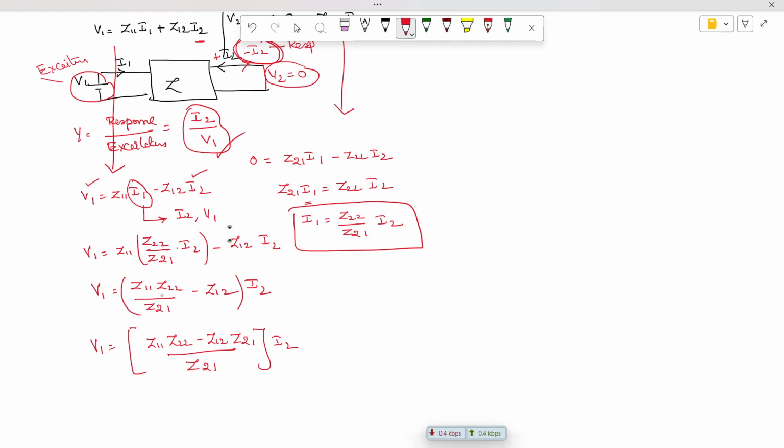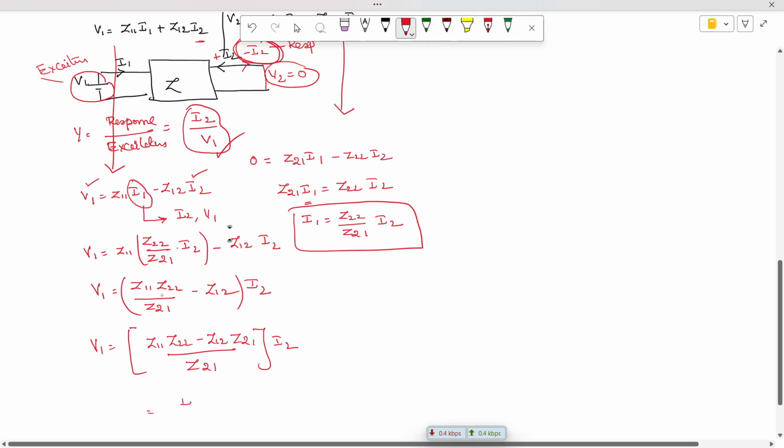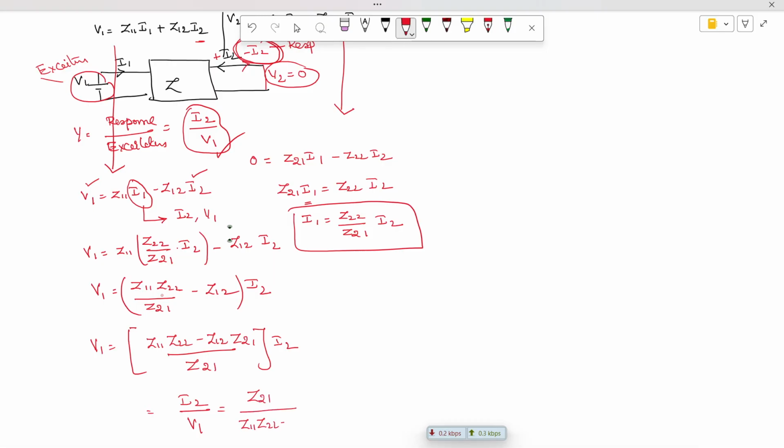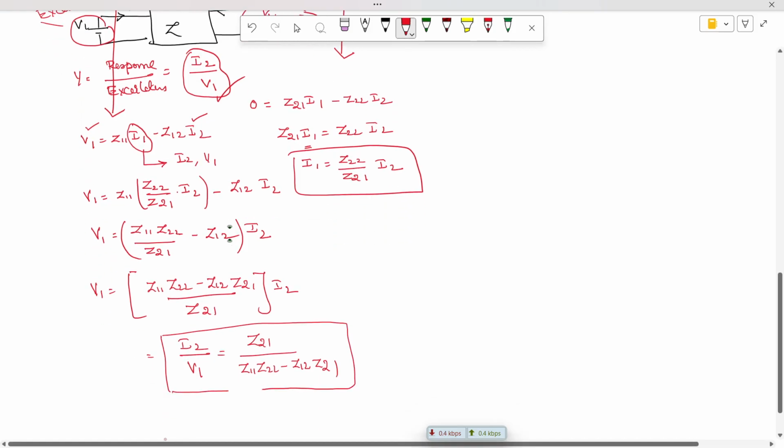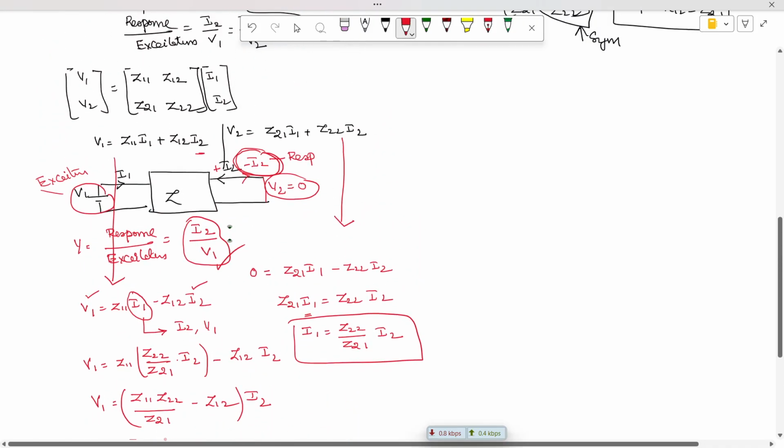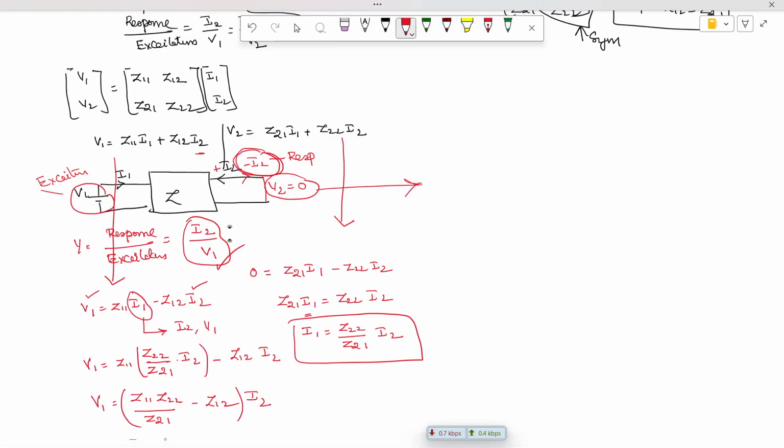So automatically bring this I1 to the denominator. Therefore, I2 by V1 will be Z21 divided by Z11 Z22 minus Z12 Z21. This is the response to the excitation, by performing the modification we have discussed. Similarly, we have to do the next modification here also, and we also want to find out the response to the excitation.